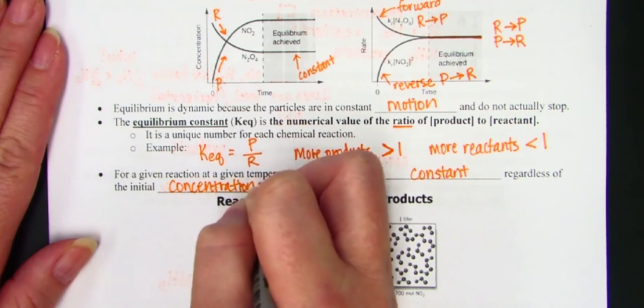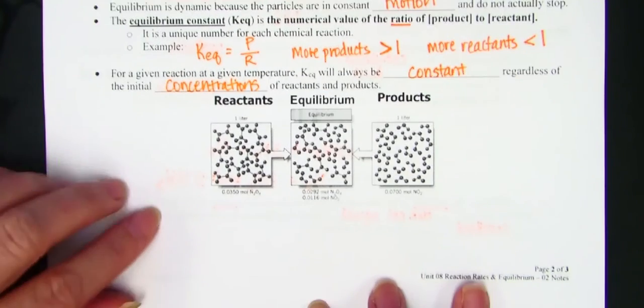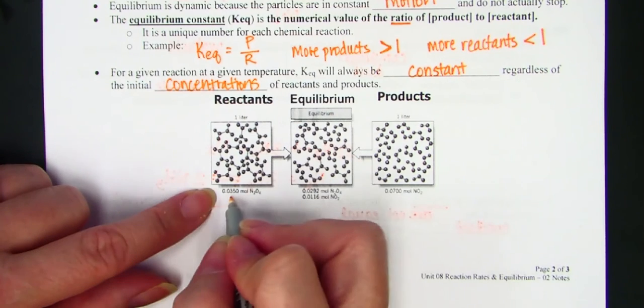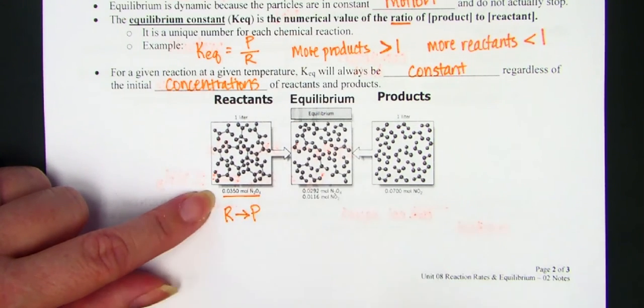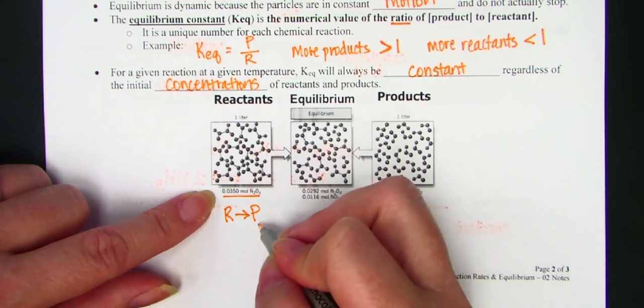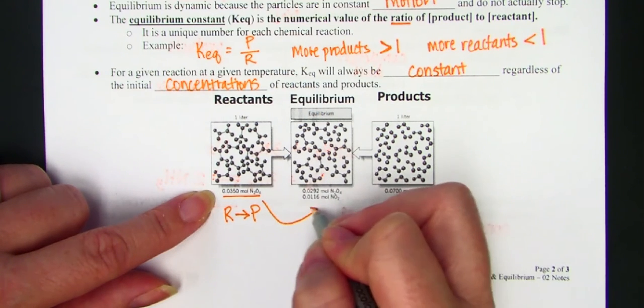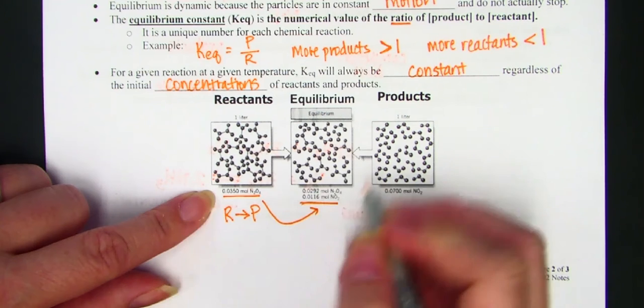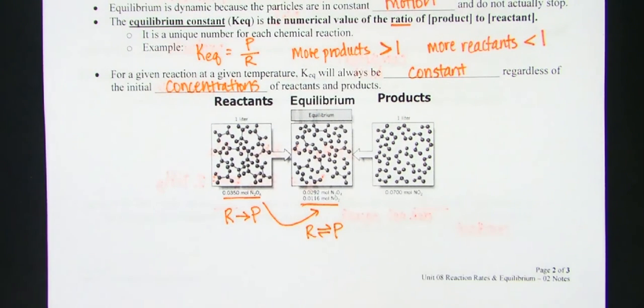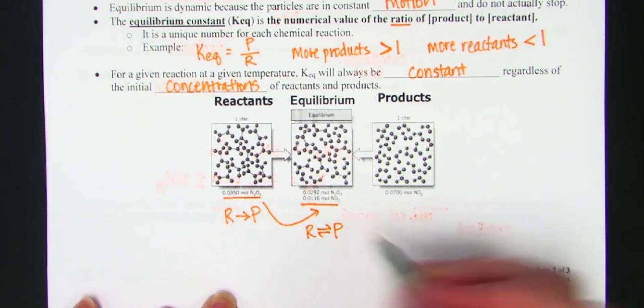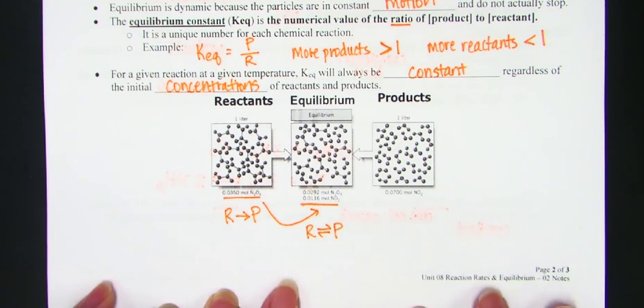So what this means is, in this example right here, if I start off my reaction with just reactants and I'm going from reactants and creating products, I will eventually get to a point where I'm at equilibrium. My forward reaction and my reverse reaction are happening at the same rate.